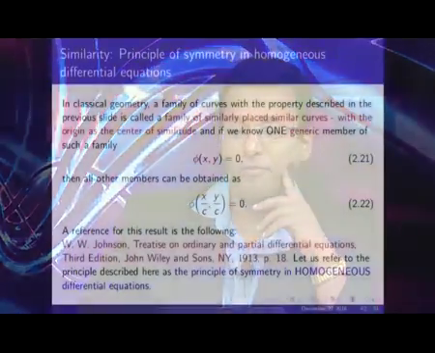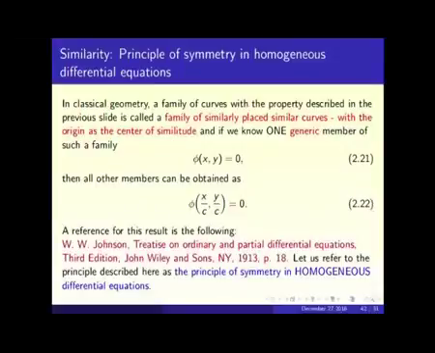If this family of curves is described as phi of xy equal to 0, then all other members can be obtained as phi of x upon c, y upon c. So if you take one member of the family and write its equation phi of xy equal to 0 and replace x by lambda x, y by lambda y, where lambda is a constant, or replace x by x upon c, y by y upon c. So starting from phi of xy equal to 0, you get another equation phi of x upon c comma y upon c equal to 0.